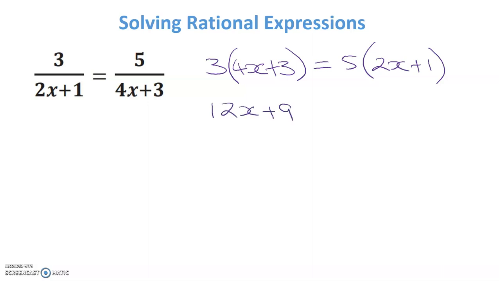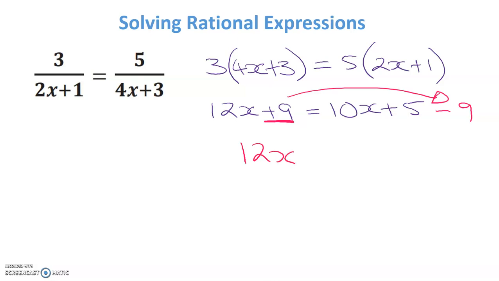I'll show you another method slightly later, which is really the same thing. We're just looking at what is missing as opposed to strict cross multiplication. So I'm going to get rid of the 9 here by subtracting it because that's the opposite of positive 9. So I end up with 12x equals 10x minus 4.